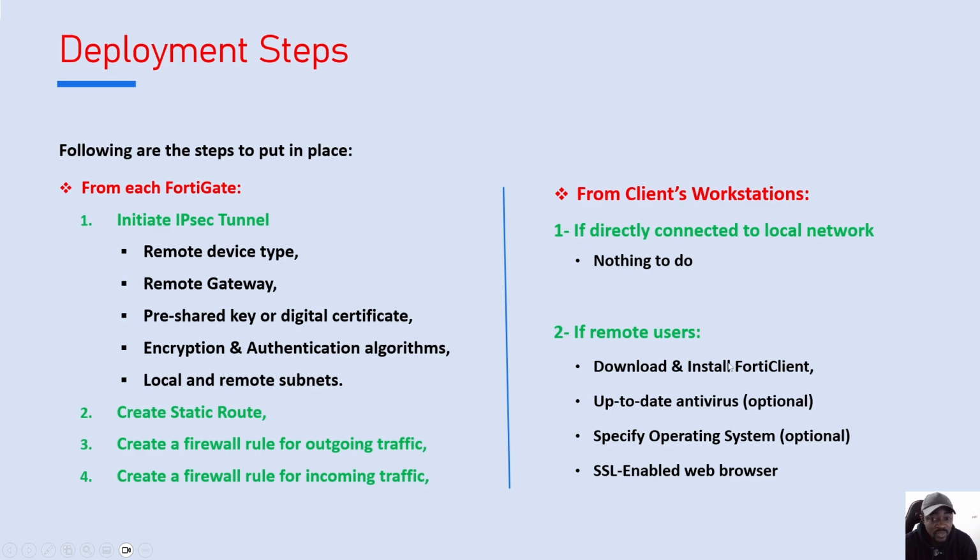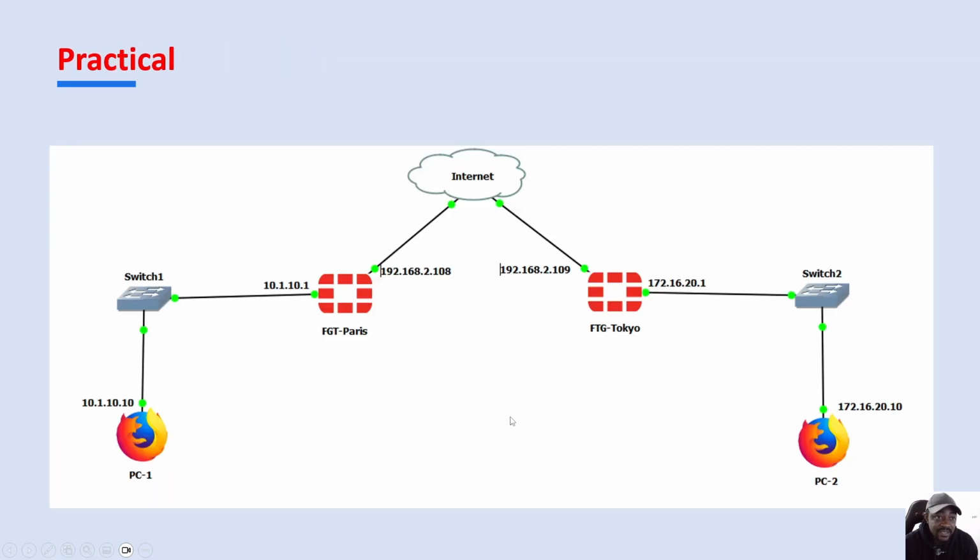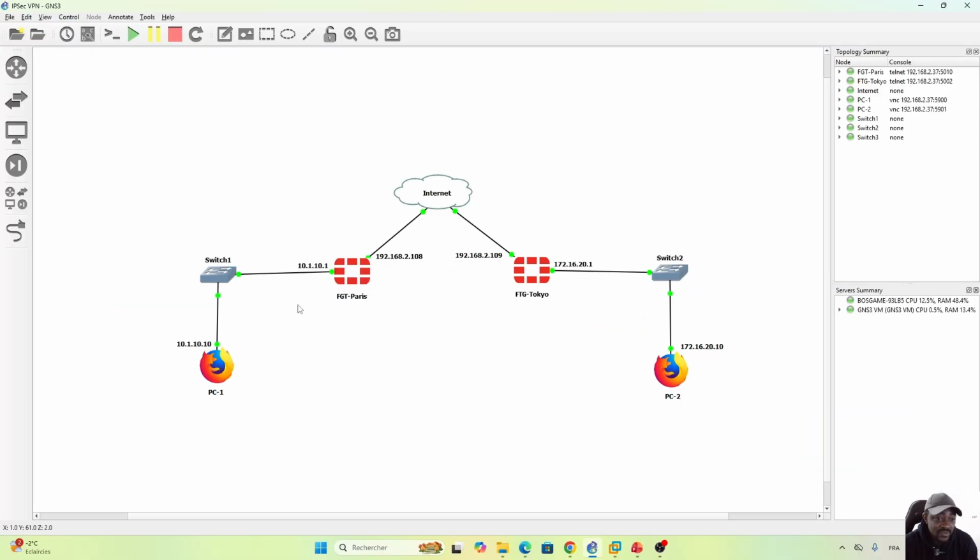We have another video on the channel where we describe how to configure SSL VPN. So here is the practical diagram that we are going to use. We have this FortiGate in Paris. We have a subnet of 10.1.10.0/24. This is the local network. We are going to establish an IPsec tunnel between these two firewalls, so that someone on this subnet can access resources on this other subnet and vice versa. So let's jump directly to the Paris firewall.